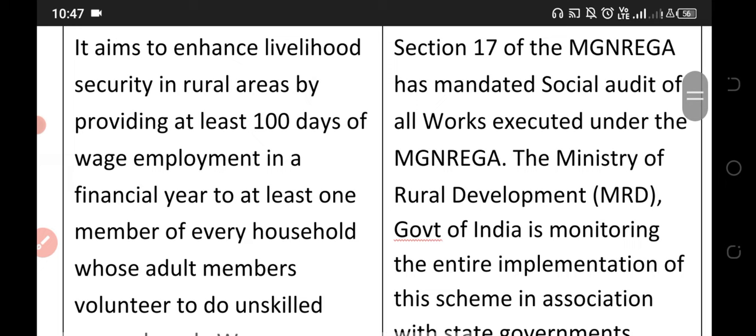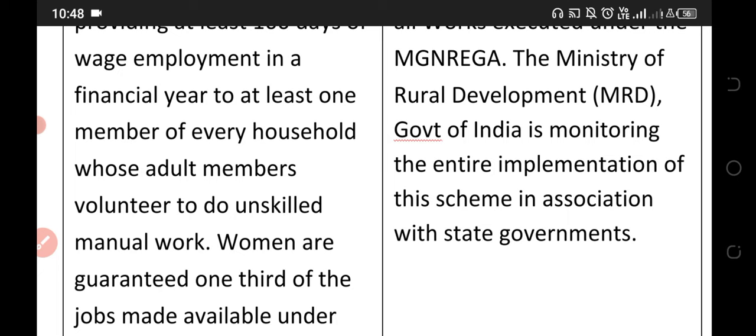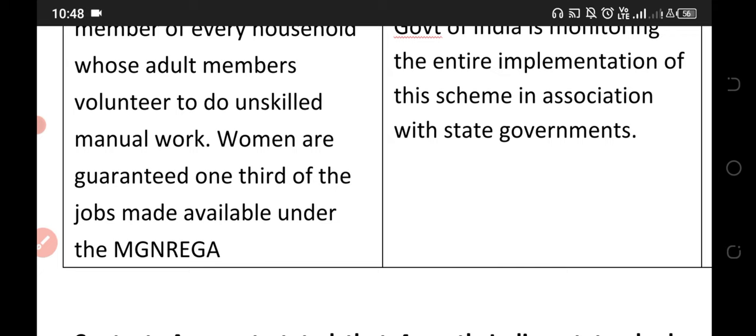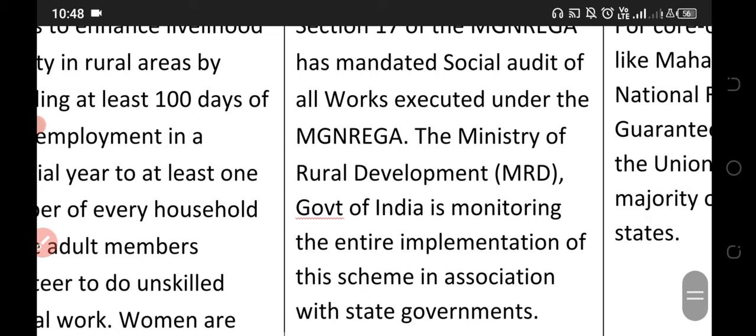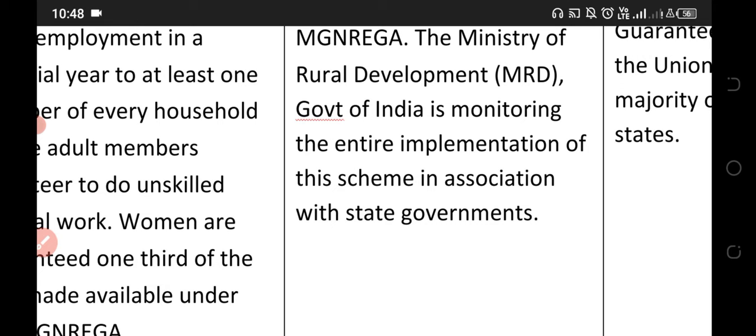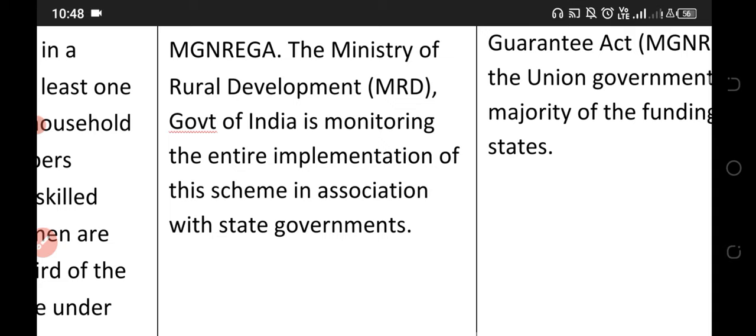It aims to enhance the livelihood security in rural areas by providing at least 100 days of wage employment in the financial year to at least one member of every household whose adult members volunteer to do unskilled manual work. Women are guaranteed one third of the jobs made available under the MNREGA. Section 17 of the MNREGA mandated the social audit of all works executed under the MNREGA. The Ministry of Rural Development, MRD, Government of India, is monitoring the entire implementation of the scheme in association with the state government.